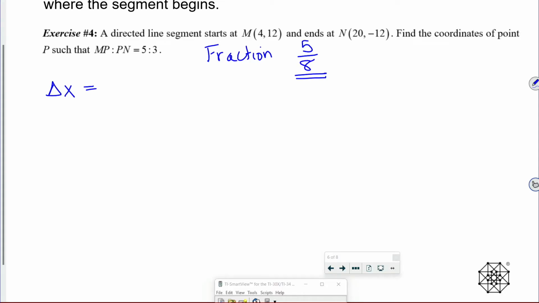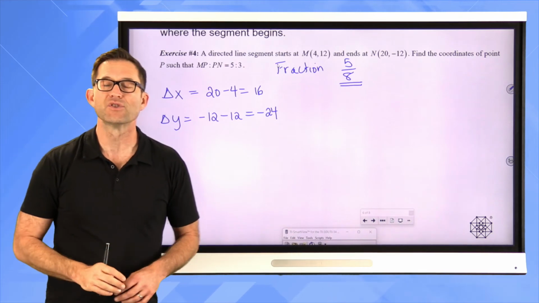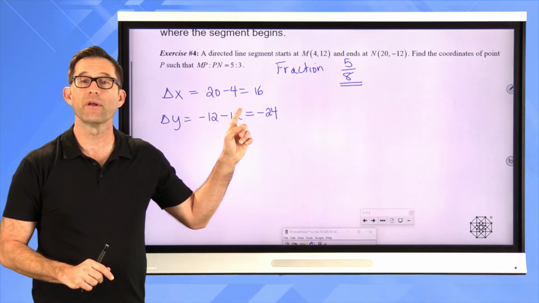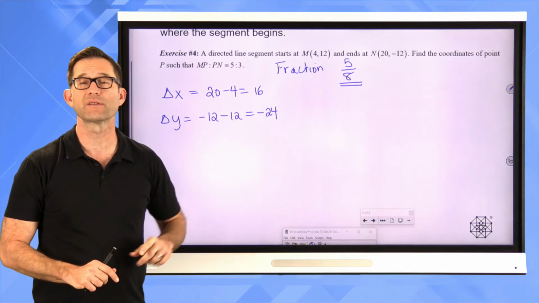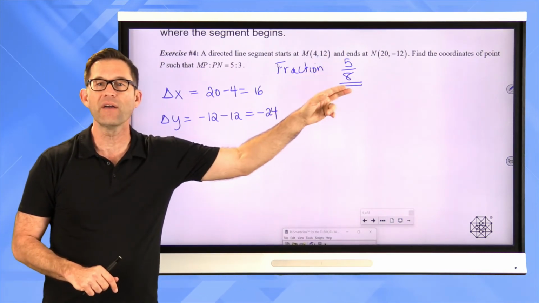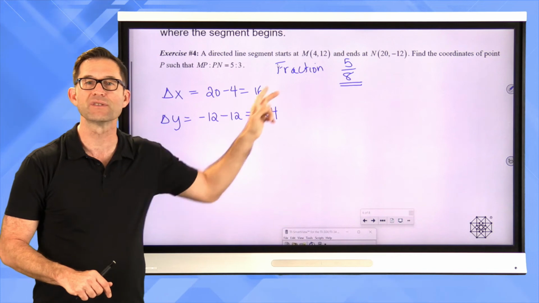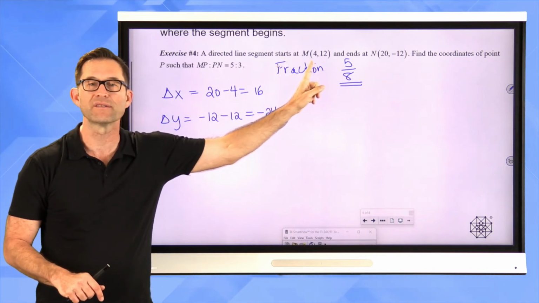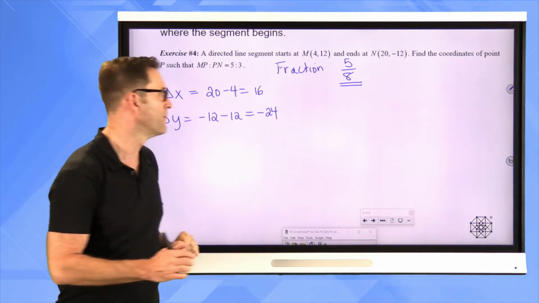Now let's figure out our delta x's and our delta y's. Right? My change in x is going to be 20 minus 4, which is 16. My change in y I have to be a little bit more careful about is going to be -12 minus 12, which isn't 0. It's -24. Okay, so I've increased my x-coordinate by 16 units and I've decreased my y-coordinate by 24 units. And I want to add 5/8 of both of those changes to my starting coordinates to get my partition coordinate.